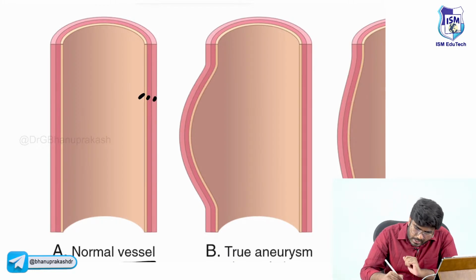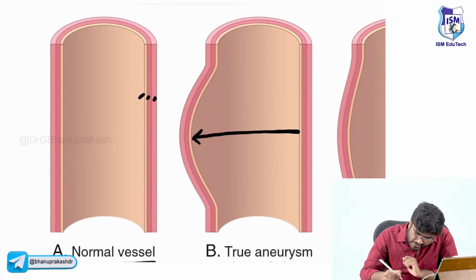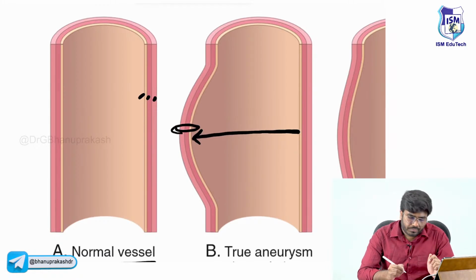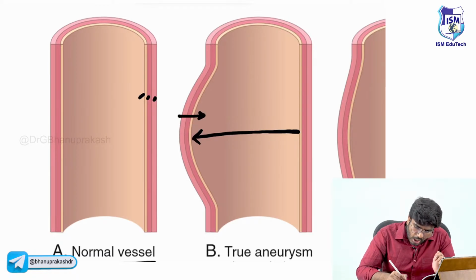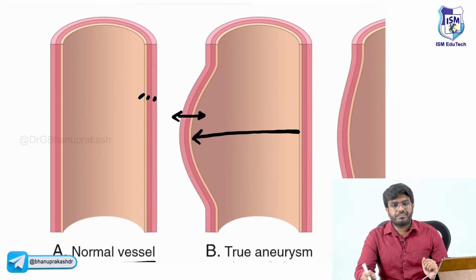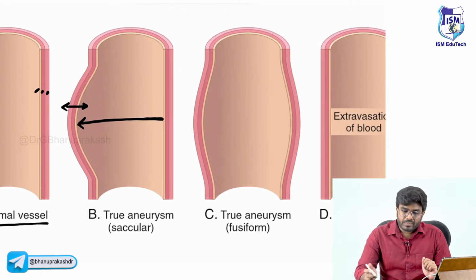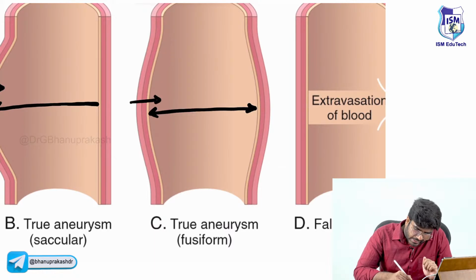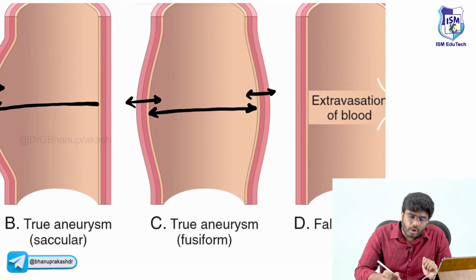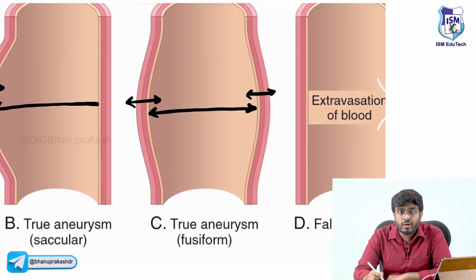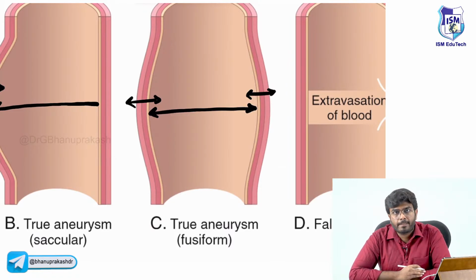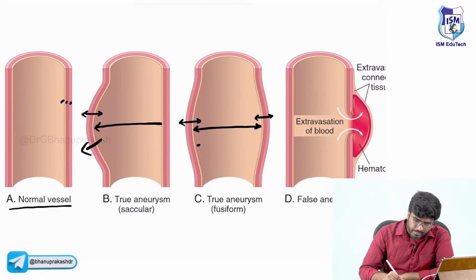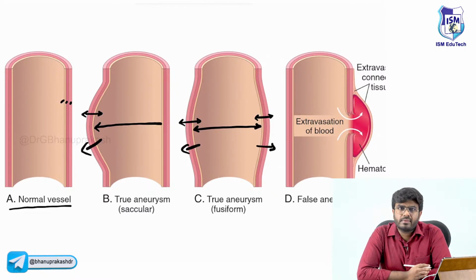Three layers. Now here you can clearly see the blood vessel is dilated. In this dilation process, all the three layers are involved. As all three layers are involved, it is called a true aneurysm. Here also, in this dilation process, all the three vessel layers are involved. If all the three vessel layers are involved, then it is called a true aneurysm. It can be on one side or it can be on both sides. That's a different thing.